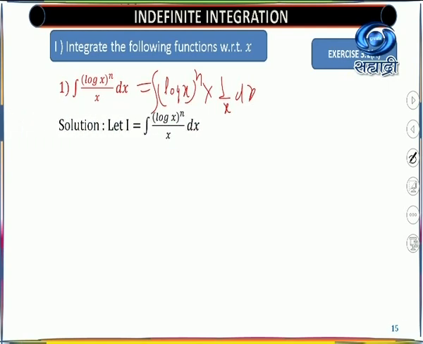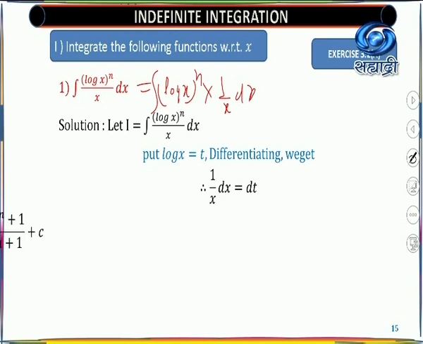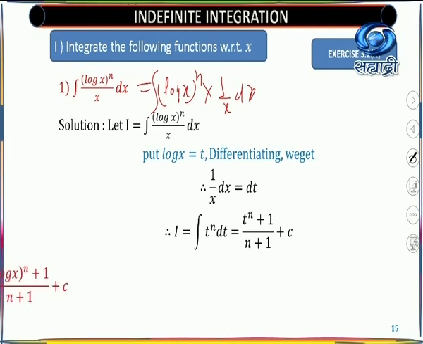So I equal to integral of (log x) raised to n upon x dx. We need to substitute log x equal to t. Differentiating, we get 1 upon x dx equal to dt, and this is t raised to n. As usual, your formula, this is directly the formula: t raised to n plus 1 upon n plus 1 plus constant of integration. So what will you get?